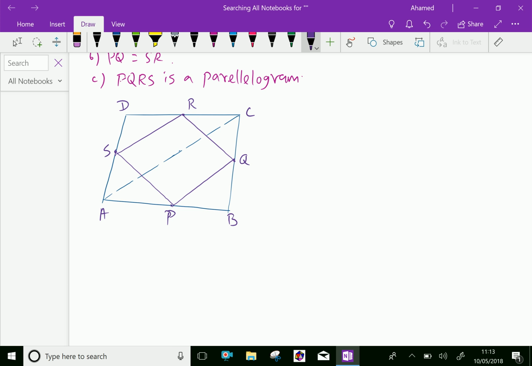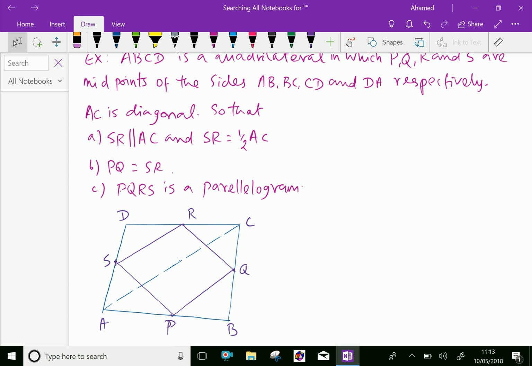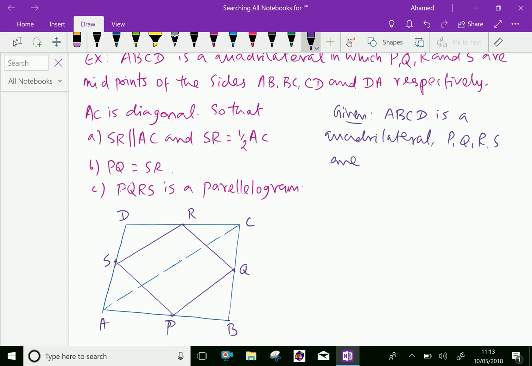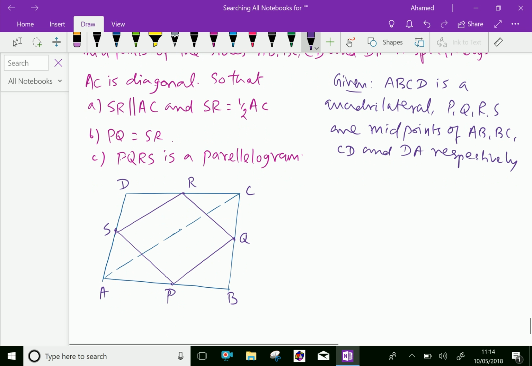Then we have to prove SPQR is a parallelogram, that means PQRS. Here let us start. Now given: ABCD is a quadrilateral in which P, Q, R and S are midpoints of AB, BC, CD and DA respectively. Now also AC is the diagonal.